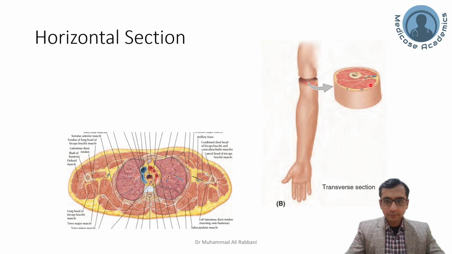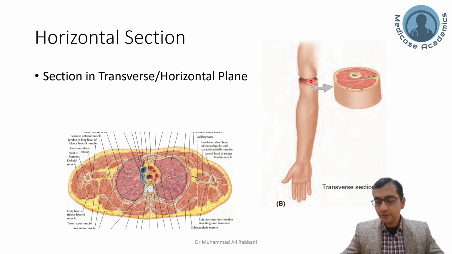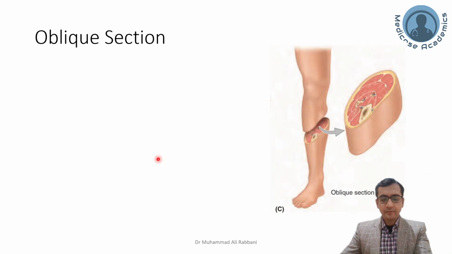Horizontal section. The name gives it away. Section in the transverse plane. Like this is the transverse section, a horizontal section in the mid of the arm. This is the transverse section in the thorax. These are the lungs and these are the great vessels. So these are transverse sections. This can be at any level along the vertical axis.